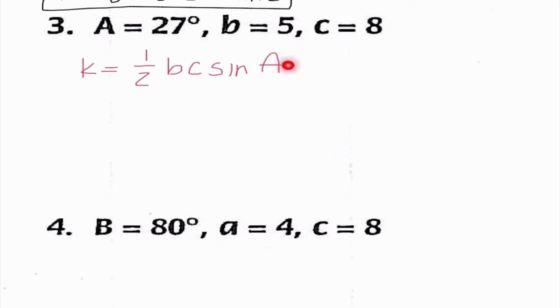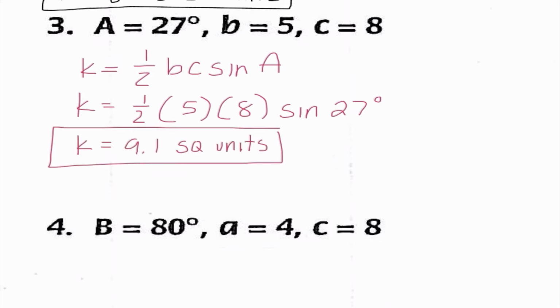So I'm going to go ahead and substitute this in. And then I need to go ahead and put that into my calculator. And I end up getting 9.1 square units. So based on the information given to me, I need to make sure that I'm using the correct area formula.